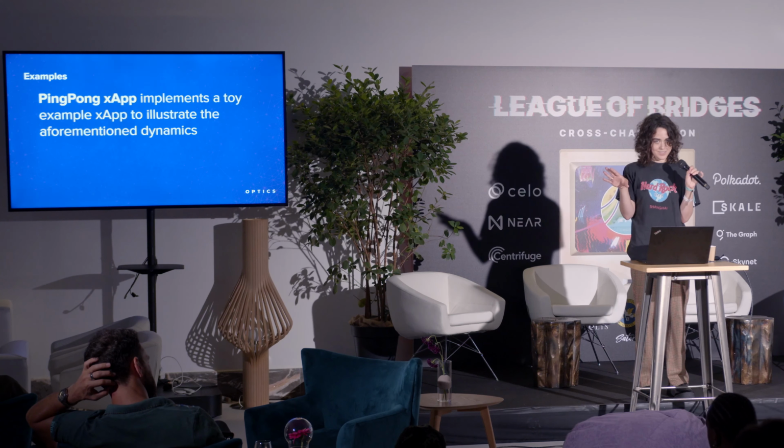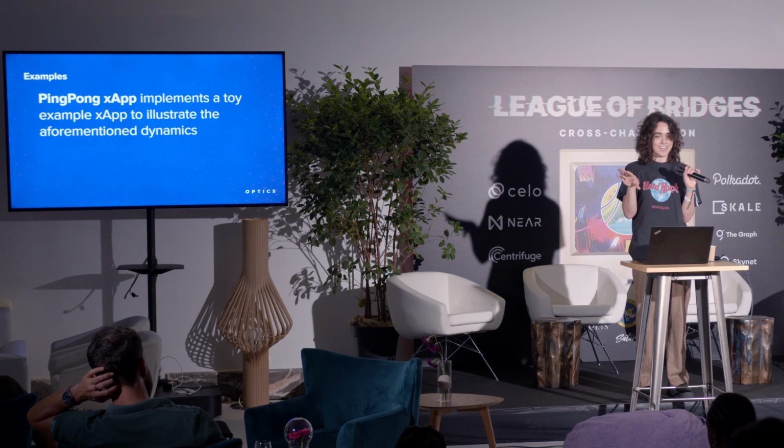We have a ping pong xApp. This is fun. It's a toy example of a xApp, meant to illustrate the aforementioned dynamics of passing messages across chains. The ping pong xApp will send a ping to a router across the chain. If it receives a ping, it'll send back a pong. If it receives a pong, it'll send back a ping. It's a trivial example xApp meant to help build intuition and illustrate what it looks like to send these messages across chains.